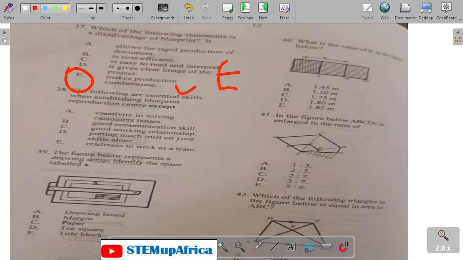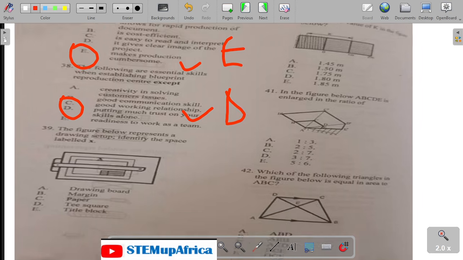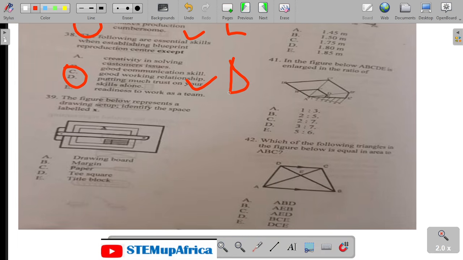Let's go to 38. The following are essential skills when establishing a blueprint production center, except. So from A, we have the creativity in solving customer issues, of course, good communication, good working relationship, putting in more trust, the readiness to work as a team. So I'll go with option D. Then number 39. So which of the following represent the drawing setup? So we have the T-square, we have our title block, we have the drawing board, we have our drawing sheet. The part labeled S is the margin or the borderline, which is B.